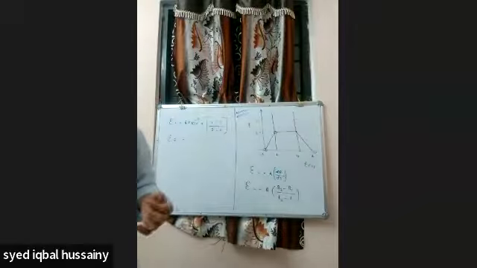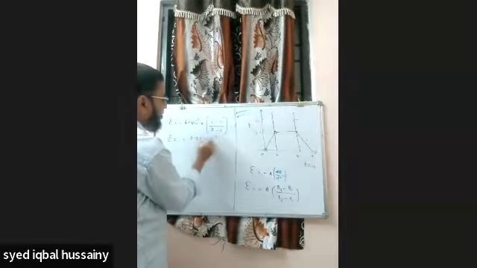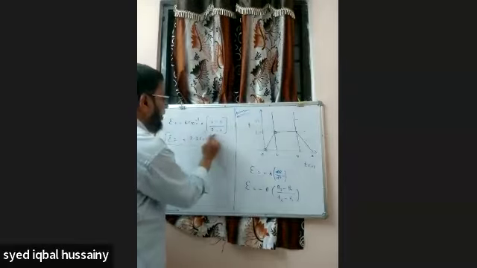So what is the answer I will give you? No need to waste your time. EMF is equal to minus 2.25 into 10 power minus 2. Done. Dividing by 2, we get minus 2.25 into 10 power minus 2. So you have got the EMF.